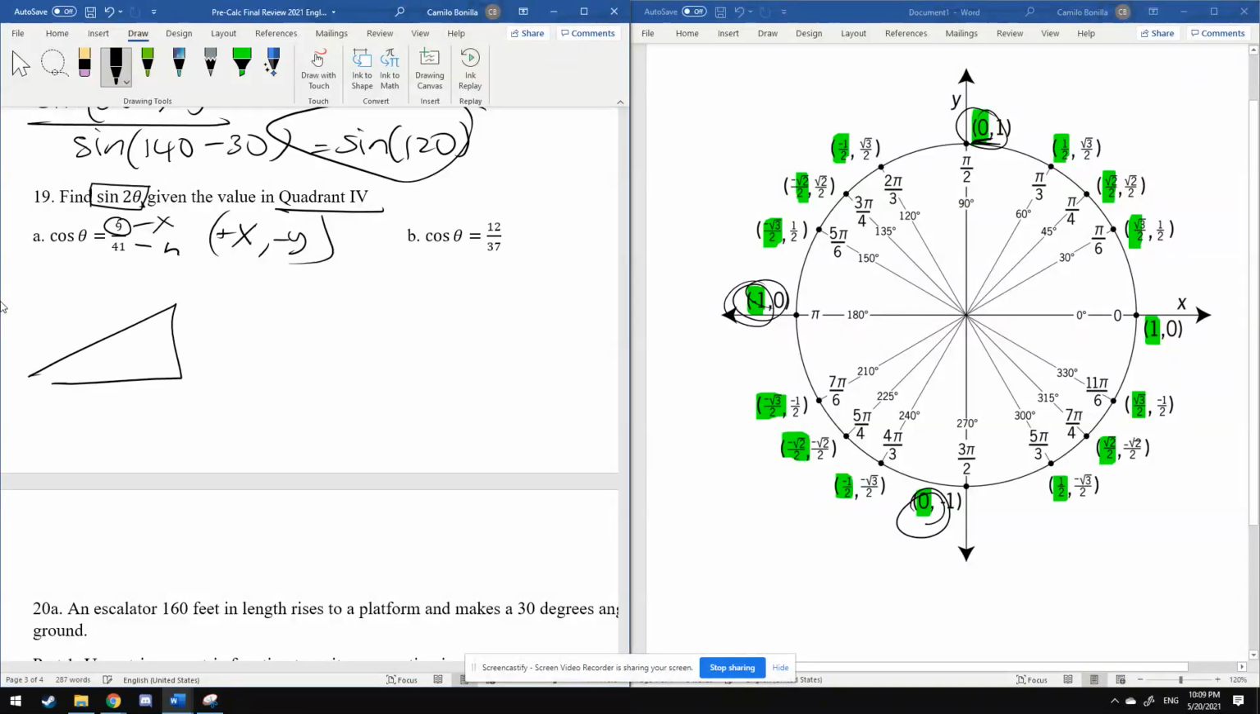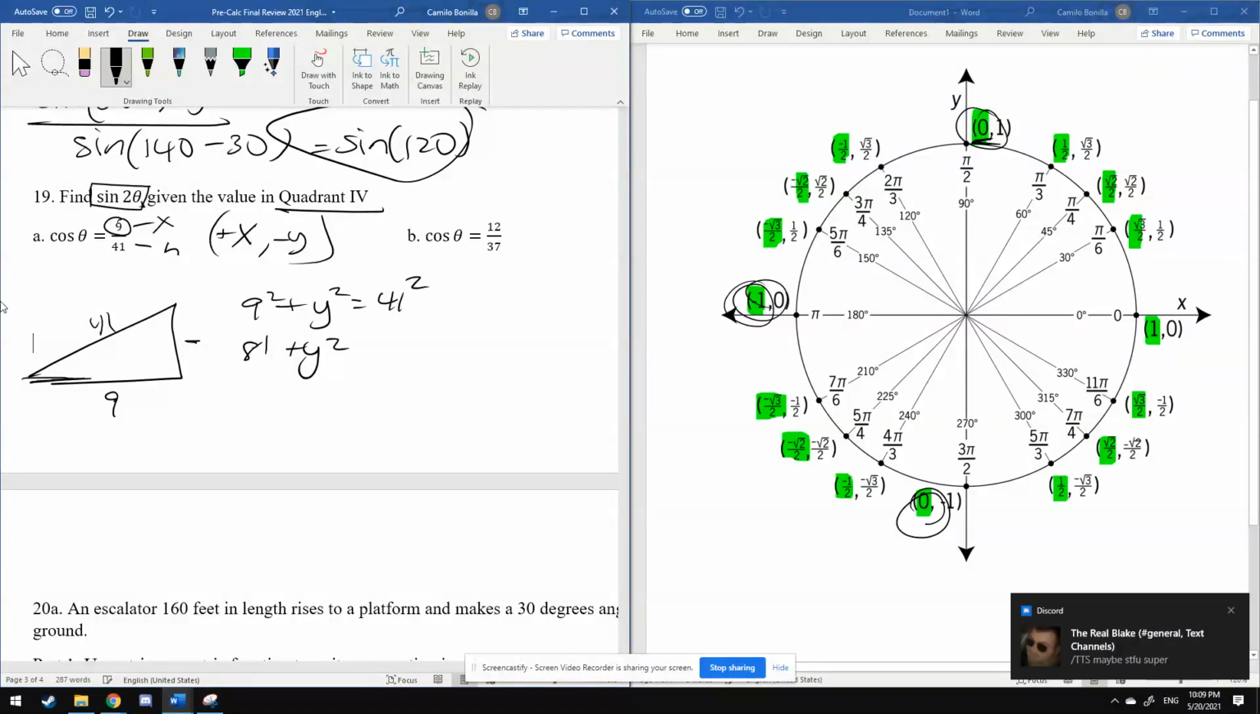So if I draw a triangle, the x value would be here on the bottom, and the hypotenuse would be this one right here. This side right here is going to be negative, so just remember that there has to be a negative. So how do you find that missing side? What you do is take 9 squared plus the y value that we're missing, equals 41 squared. That's 81 plus y squared equals 41 squared.